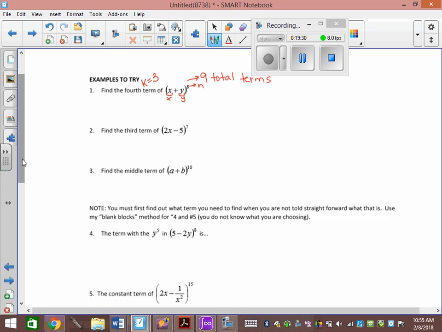This will be way easier. Our formula is nCk, x to the n minus k, y to the k. So we're going to get 8C3, x to the 8 minus 3, y to the 3. What's 8C3? 56. X to the 5, y to the 3. Correct? You try 2 and 3.